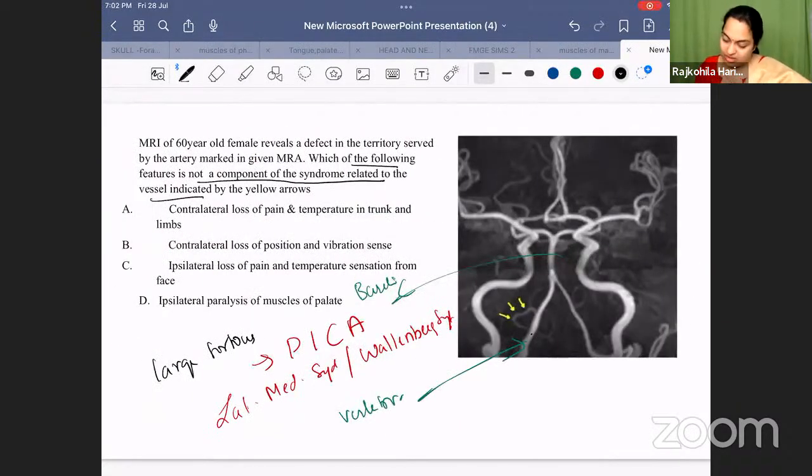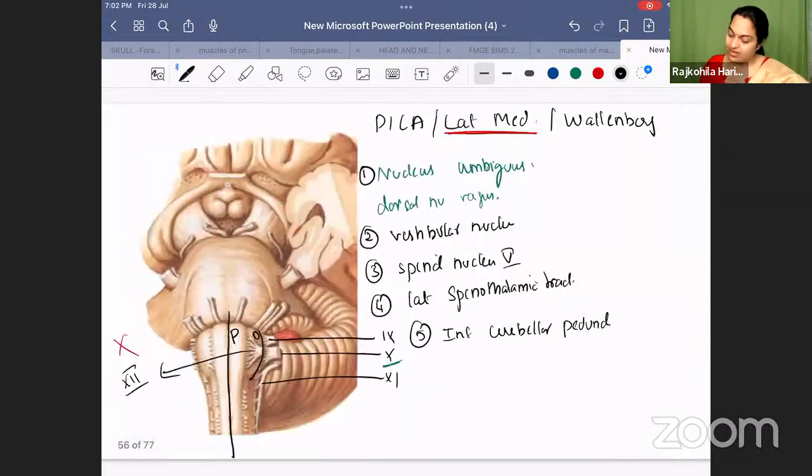Yeah. So what is the answer here? This is right: paralysis of muscles of palate, ipsilateral from the face, is right. Contralateral loss of position and vibration sense, that is not present, right? Yeah, this is also present because of the spinothalamic tract.